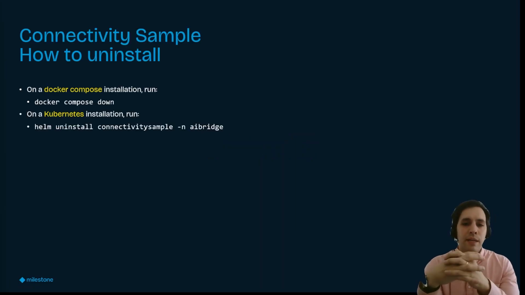Now that we have seen how to install and how to unregister the application, it's time now to discuss how to uninstall it. From an uninstallation point of view, the principle is the same as with AI Bridge. If you're running on a Docker Compose installation, you just need to run the Docker Compose down command, and then if needed, removing the local Docker images that were pulled. If you are running on a Kubernetes setup, it's as simple as running the helm uninstall command, as you can see here.